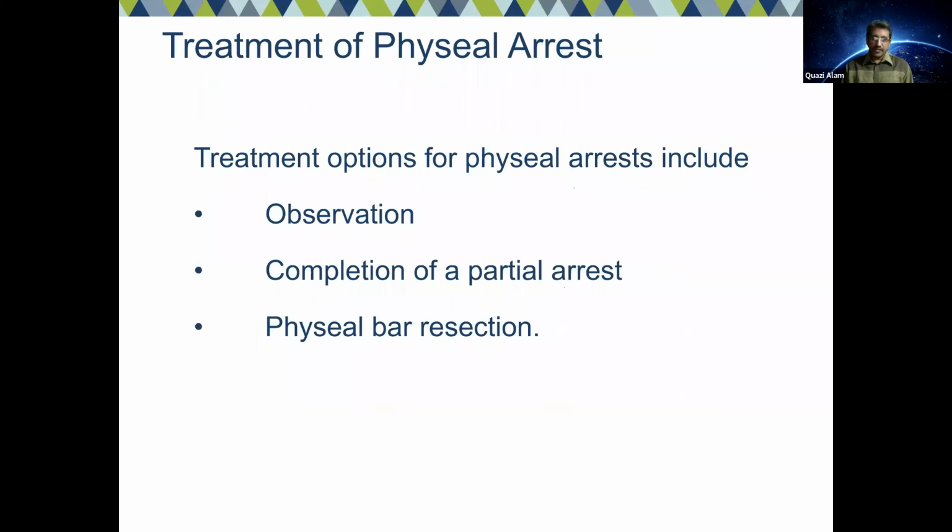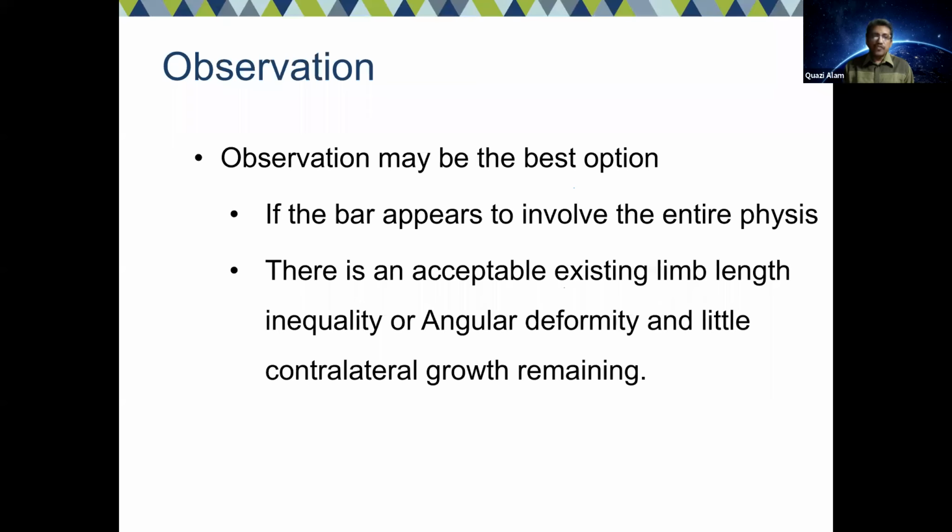So what are the options if I see a physeal arrest by a bar? We can observe, we can convert a partial arrest into a complete arrest, we can go for bar resection. Now when to observe? If you think that the bar appears to involve majority of the physis, then even if you resect it, it is not going to help. So it's better to wait and observe. And if you see that existing limb length inequality or angular deformity are very less and there is very little growth remaining because the patient is already very near skeletal maturity, don't do anything, just observe.